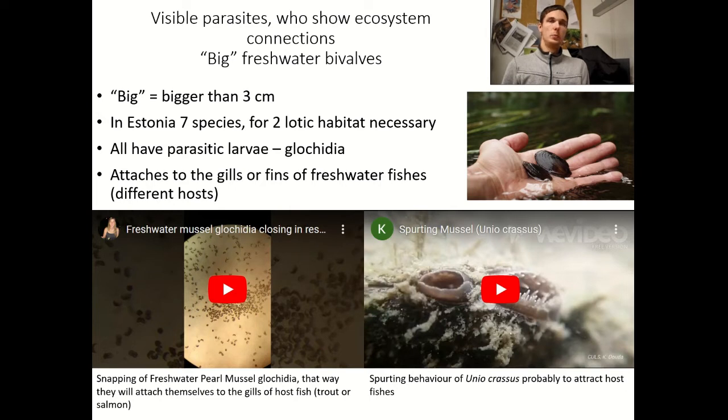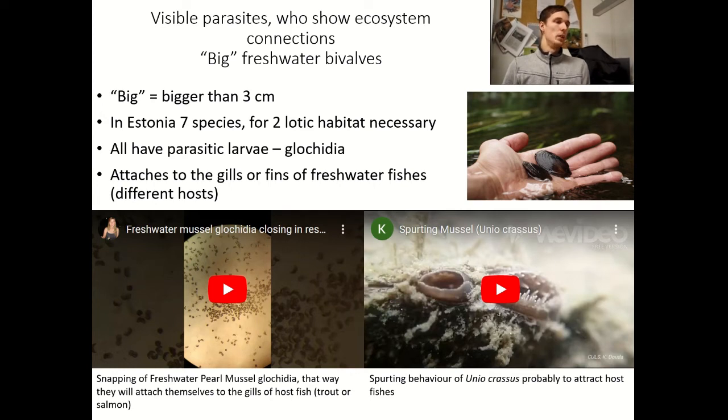There are also 2 mussel species in Estonia that prefer only flowing waters, and together all the big freshwater mussel species in Estonia, there are 7 species. The 2 that prefer flowing waters are the thick-shelled river mussel and the freshwater pearl mussel. Some of the mussels' larvae have hooks and some not. For example, thick-shelled river mussel larvae have hooks, and the freshwater pearl mussel doesn't have hooks.